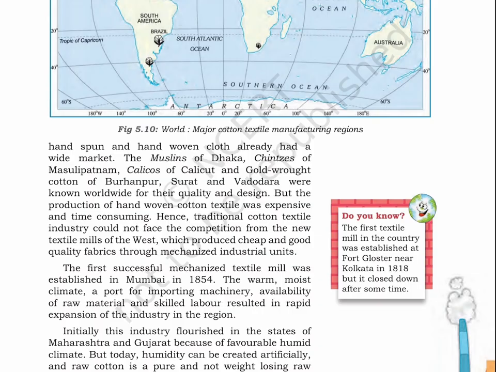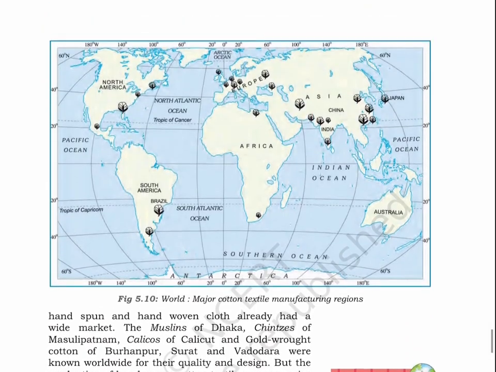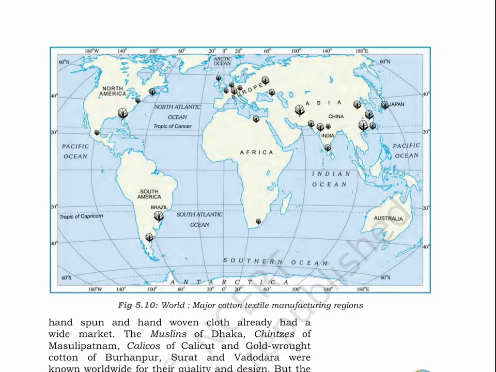But the production of hand-woven cotton textile was expensive and time-consuming. Hence, the traditional cotton textile industry could not face the competition from the new textile mills of the West, which produced cheap and good quality fabrics through mechanized industrial units. On the page there is a world map given in figure number 5.10. In this map, major cotton textile manufacturing regions are given.